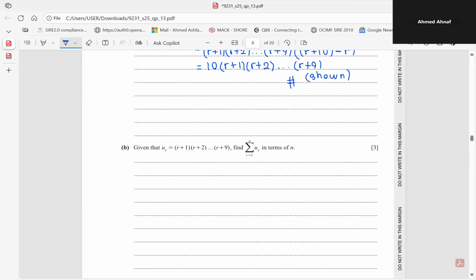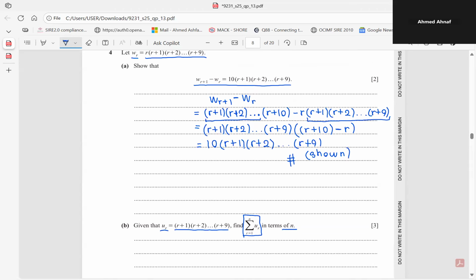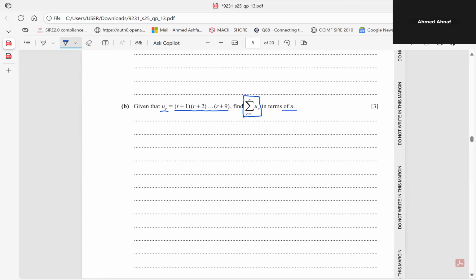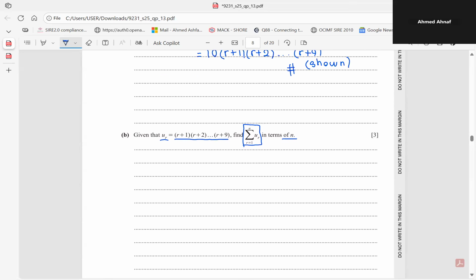Okay, now they told us that UR is equal to this. You have to find the summation of UR from R equals 1 all the way to N in terms of N. So first of all, we should try to express UR in terms of the result that we obtained from the previous part. We can see that UR is very similar to our previous part result, just divided by 10.